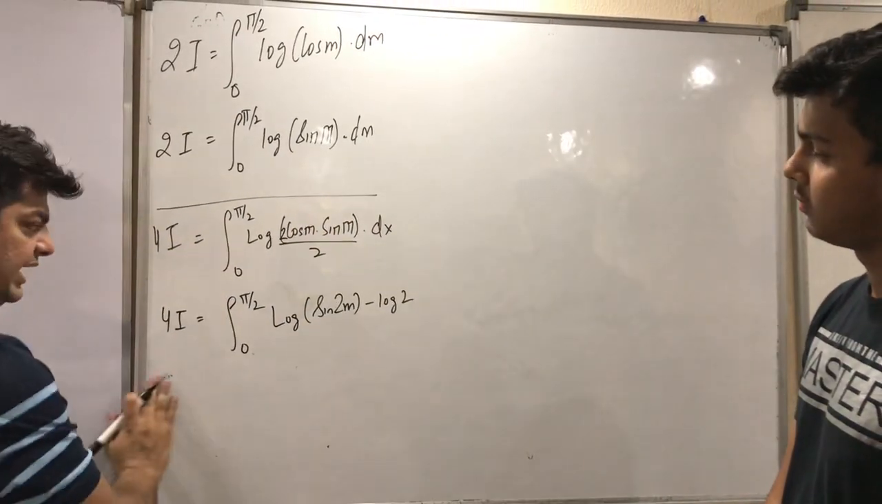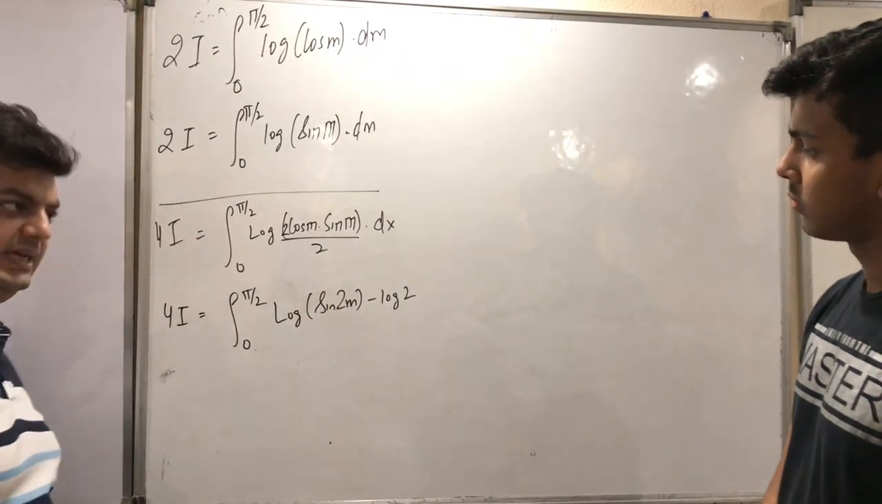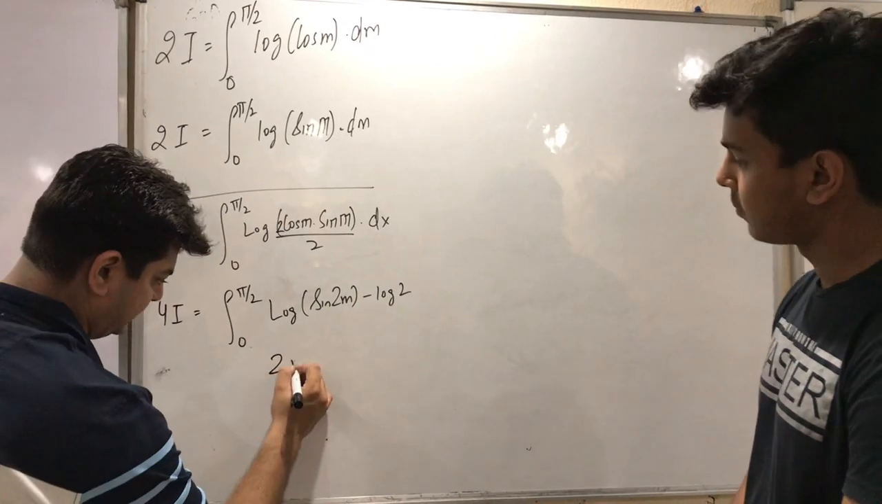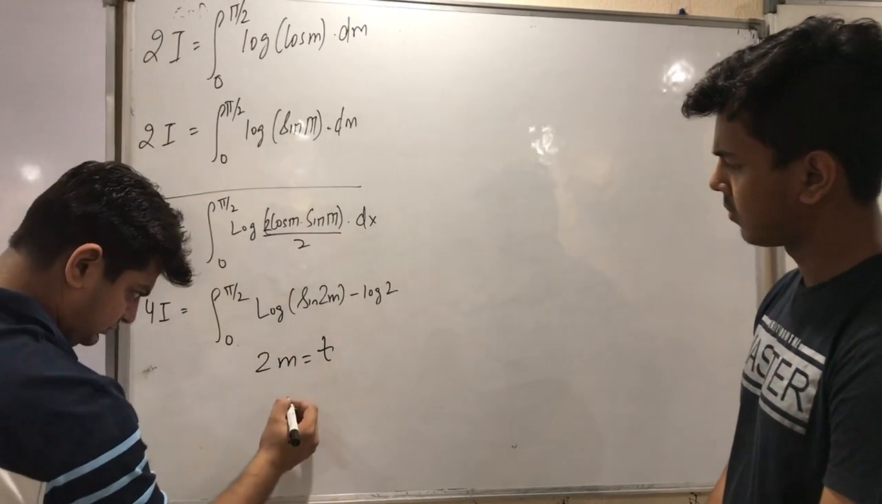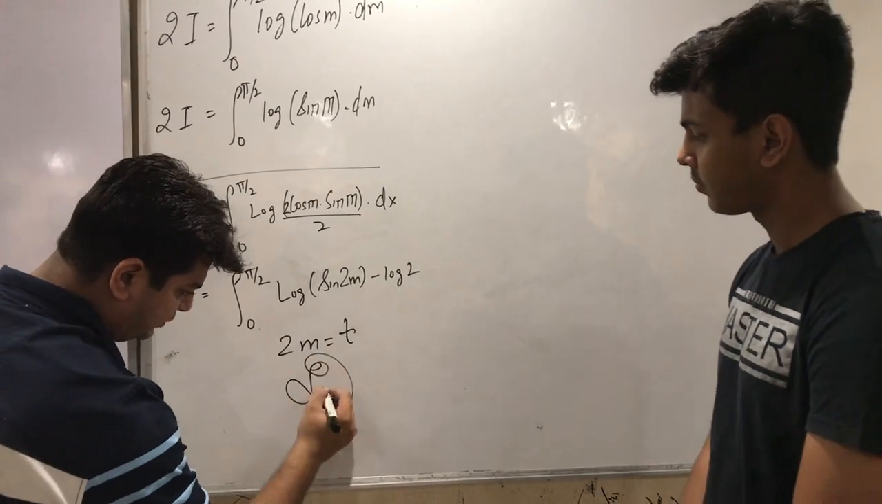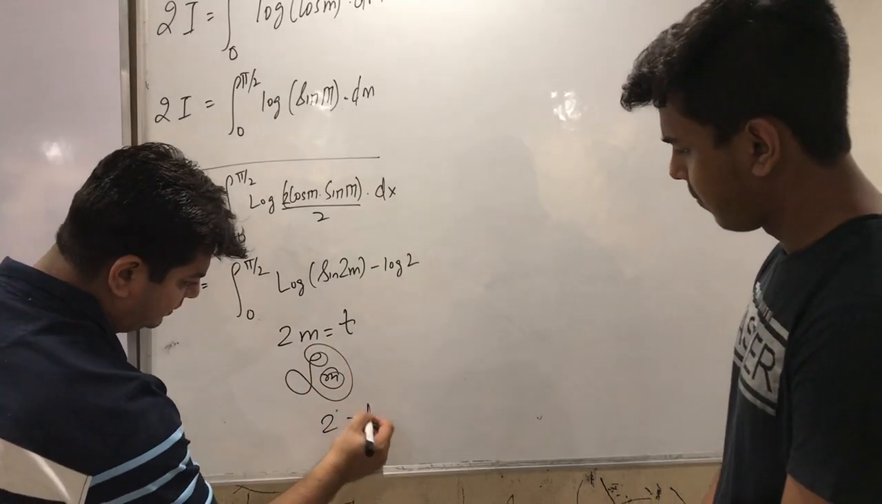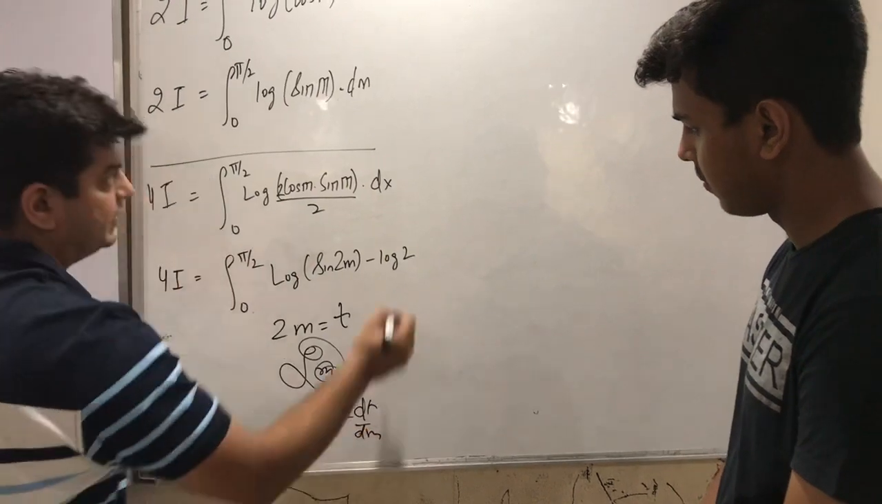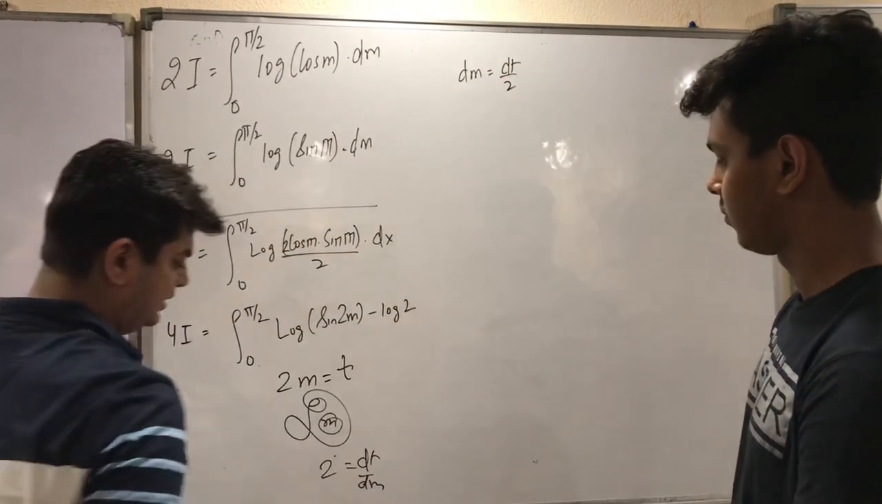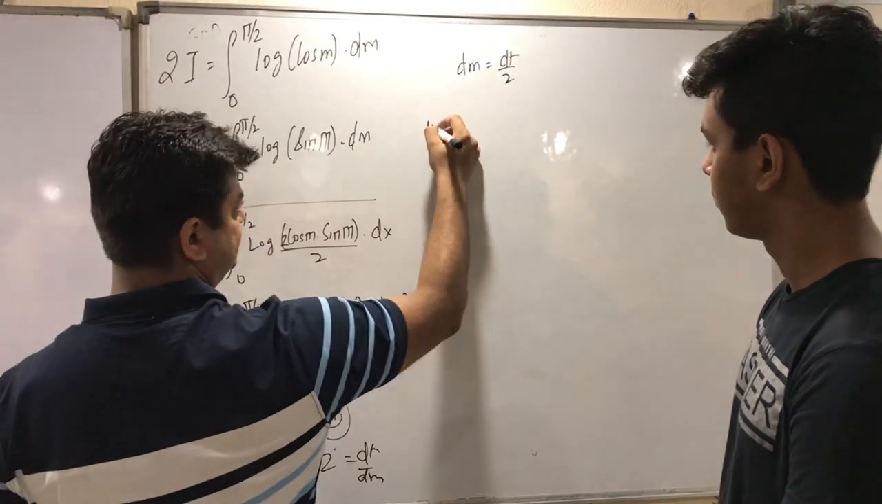So, again, we have a coefficient of m as non-1. So, what do you suggest? Substitution. Substitution? Great, good show. Let 2m is equal to t. Differentiate with respect to m. You get 2 is equal to dt by dm. And eventually, dm is equal to dt by 2. Alright, that 4I remains as it is.